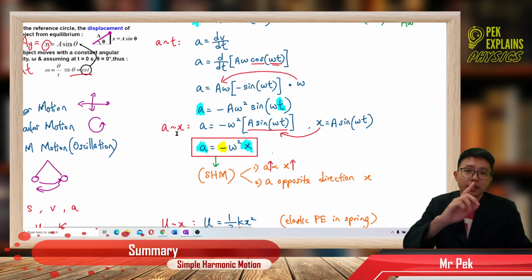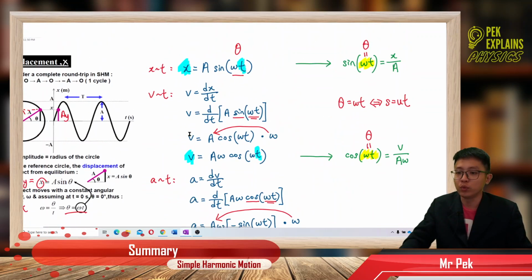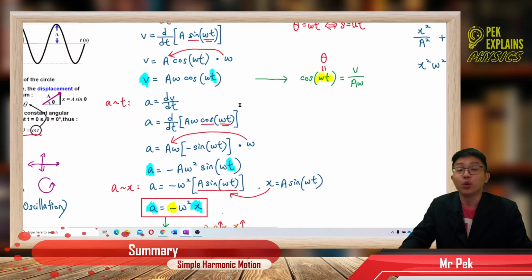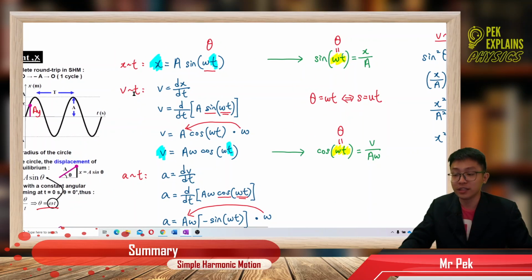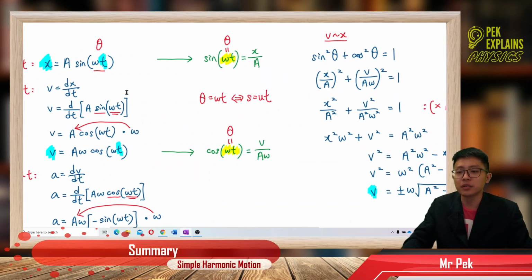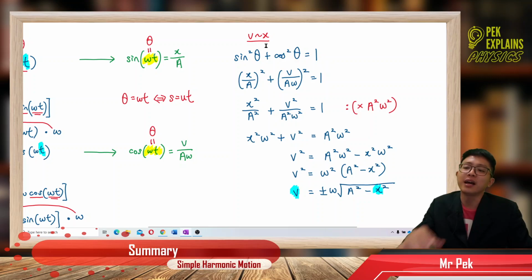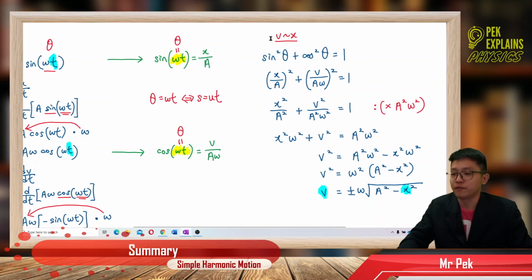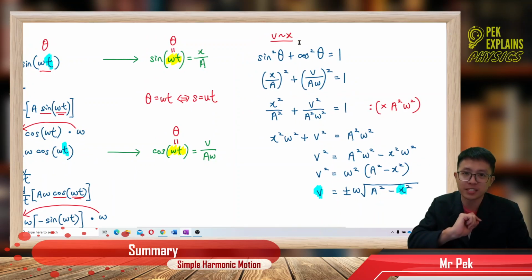Good. Now you already have the a-x formula. We want to find the velocity-x formula. We already have the velocity time formula. If the question gives you time, you can find velocity. But if the question gives you displacement and asks you to find velocity, you need the velocity displacement equation. Okay? Let us derive.